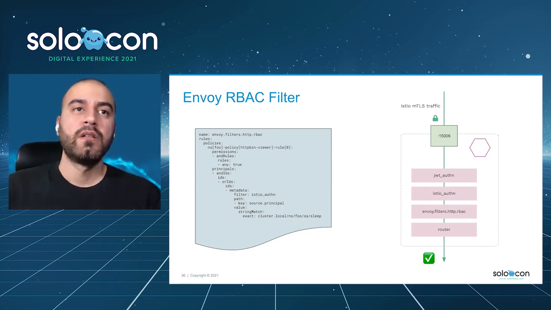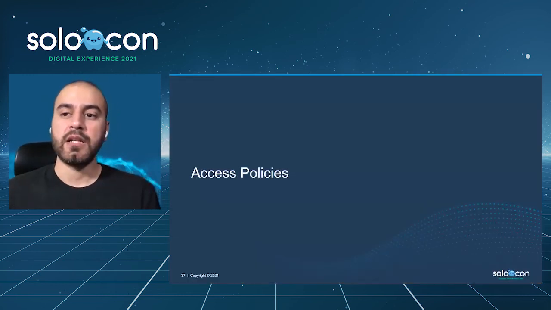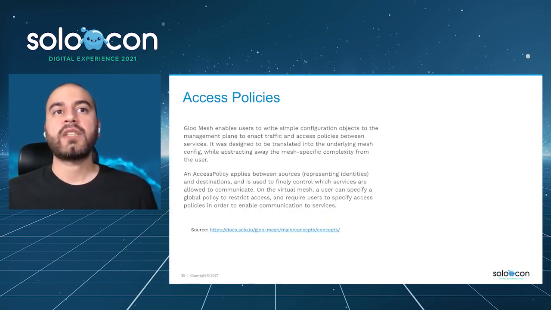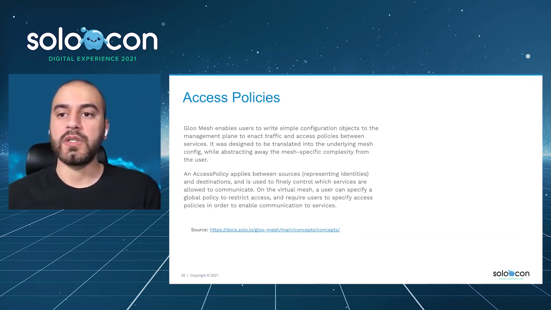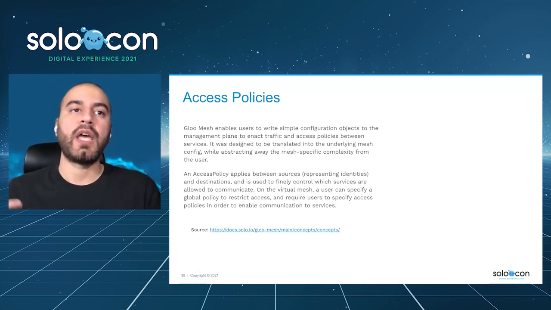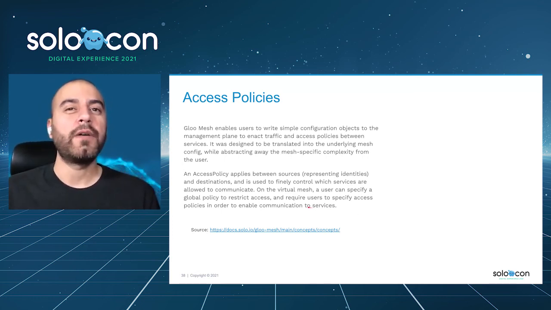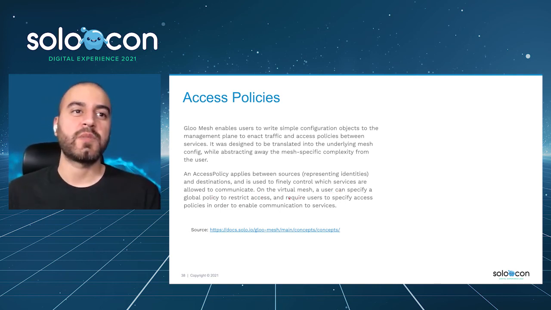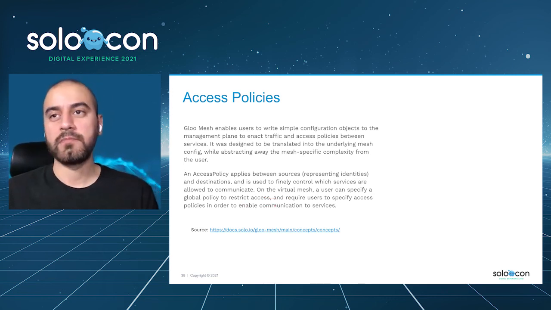So finally, let's take a look at access policies in Gloo Mesh. Access policies in Gloo Mesh, you can think of them as authorization policies. Really, you're writing policies that say, I want to allow traffic or communication from a source workload to a destination workload. And that's what the access policy is. One thing I will call out is this sentence right here, where we say on the virtual mesh, your user can specify a global policy to restrict access and require users to specify access policies in order to enable communication to services.